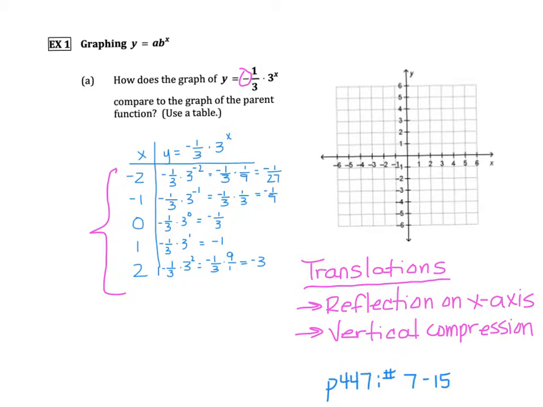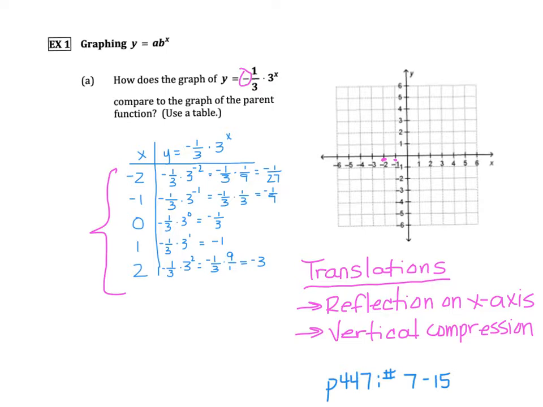And you'll notice I worked these all out for you. If you need to think about how these got calculated, pause the video, take a look at it, and let me know if you have any questions. So when x is -2, y is -1/27. That's very, very close to the x-axis. When x is -1, the y value is -1/9. Still very, very close to the x-axis.